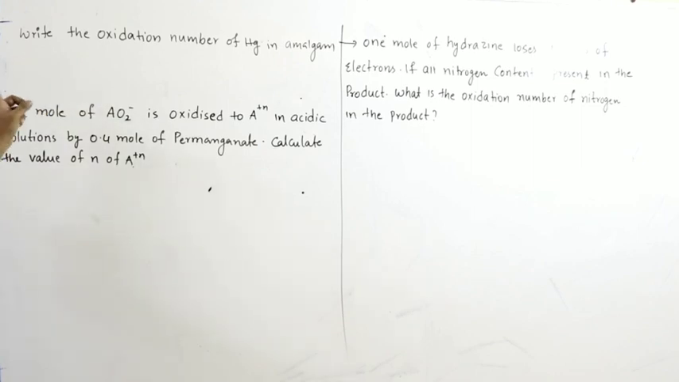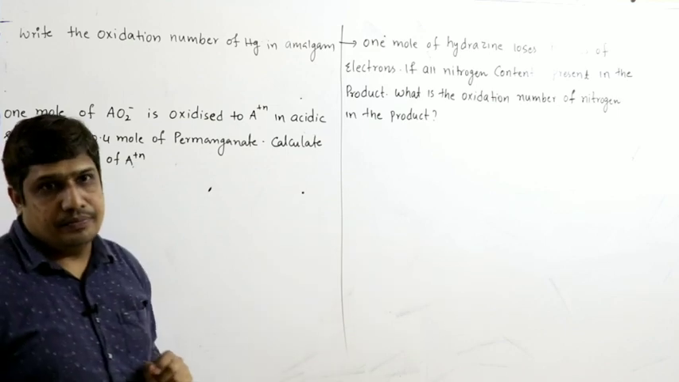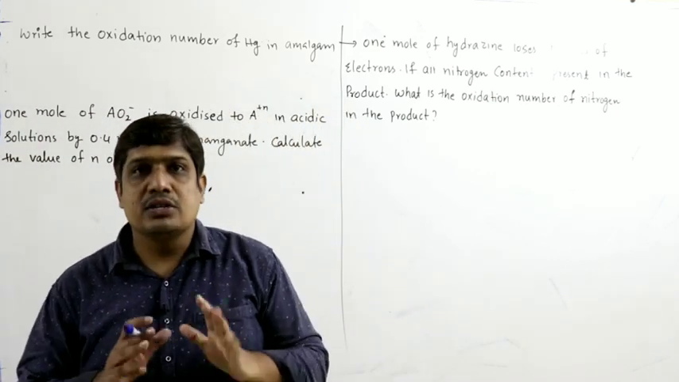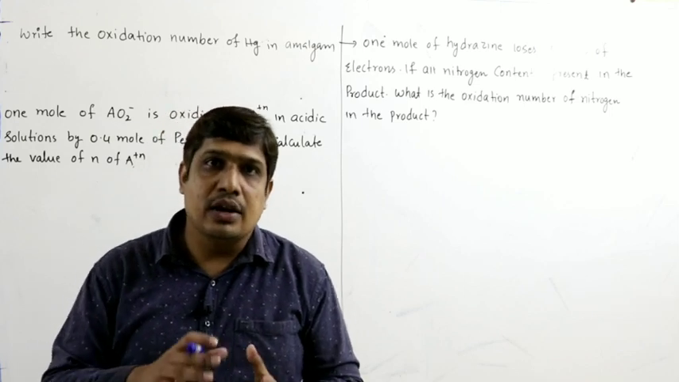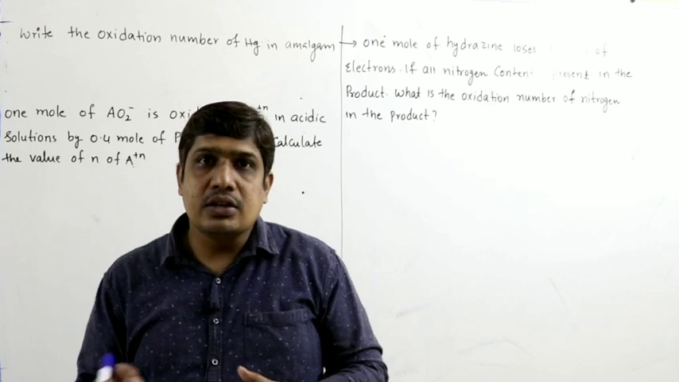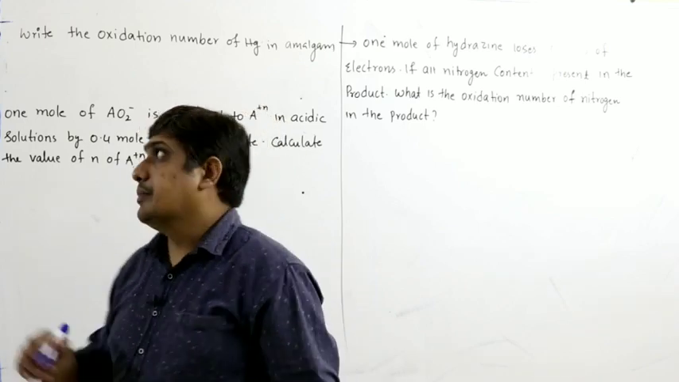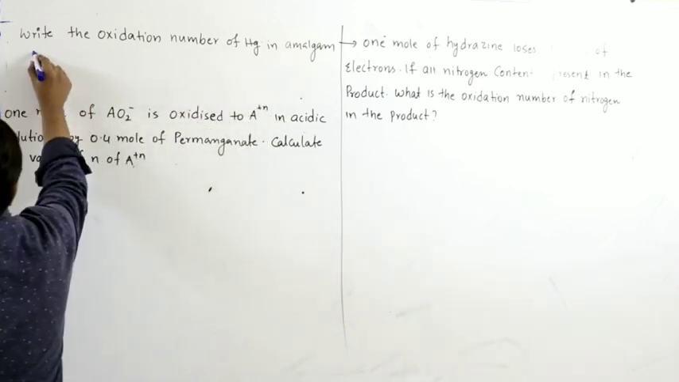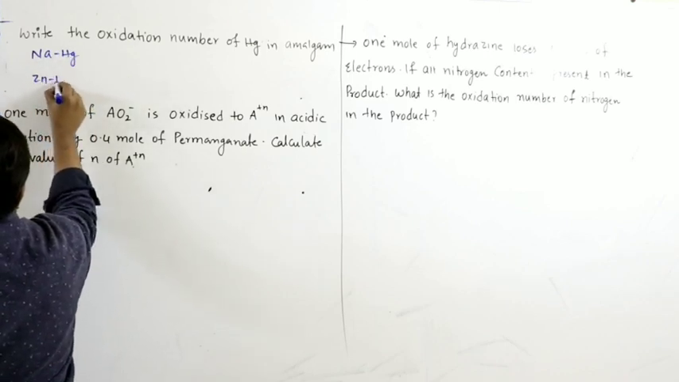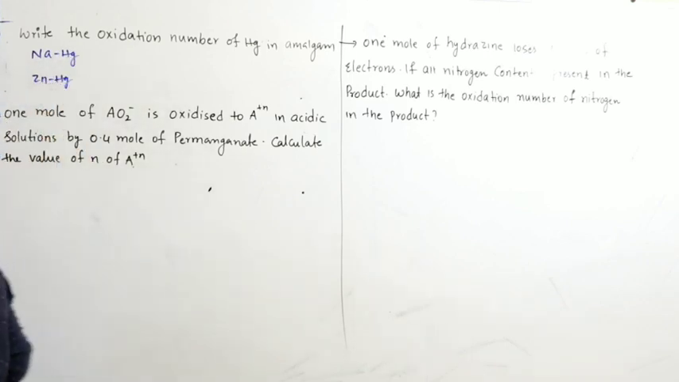Let us do some problems. Write the oxidation number of mercury in amalgam. First, what is amalgam? A metal dissolves in another metal. Say sodium dissolved in mercury, sodium amalgam. Zinc dissolves in mercury, zinc amalgam. So sodium dissolves in mercury, NaHg. This is the formula. Zinc dissolves in mercury, ZnHg.